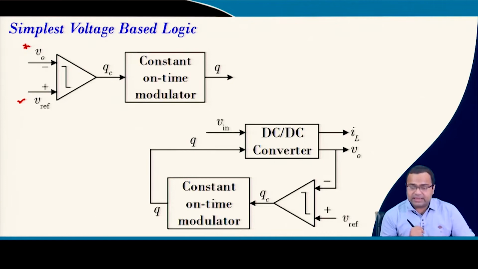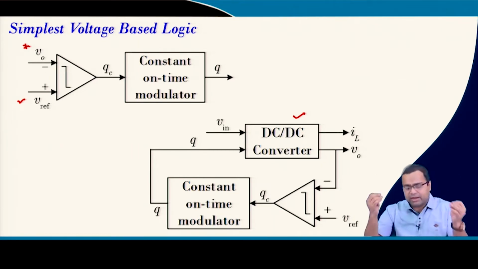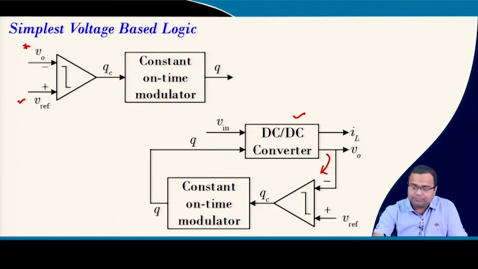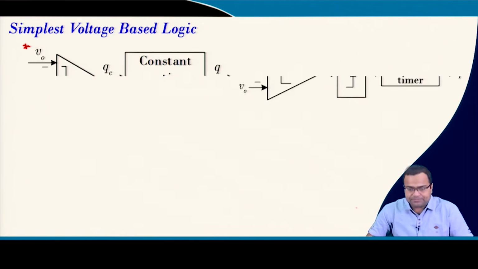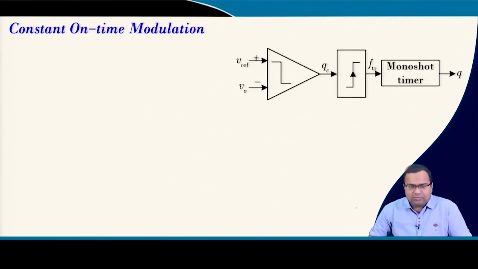If we take a single loop feedback control, this is a DC-DC converter, and you can take any DC-DC converter. In the example case study, we are going to take a buck converter, but you can take a boost as well as other converters. So, here we are taking the feedback loop. This is my feedback loop, and the output voltage is directly compared with the reference voltage. The comparator output goes to the constant on-time modulator.